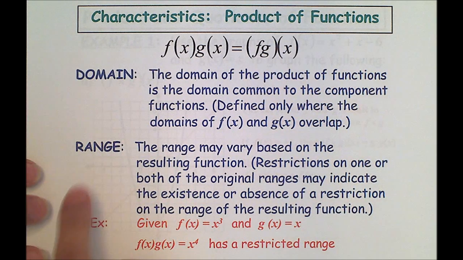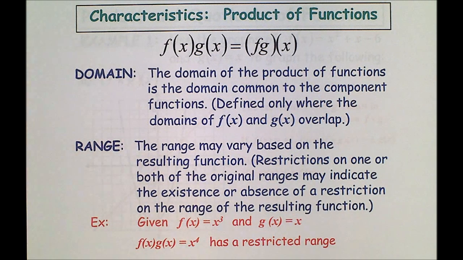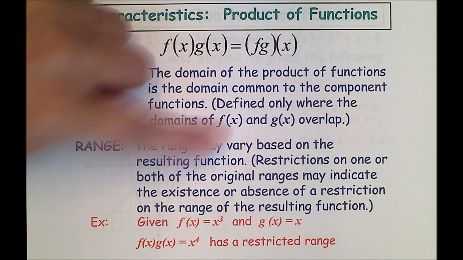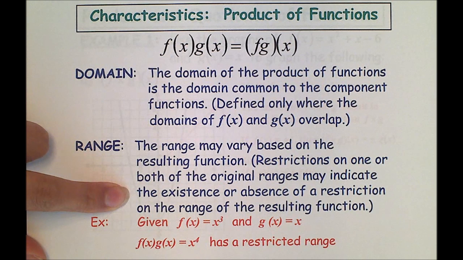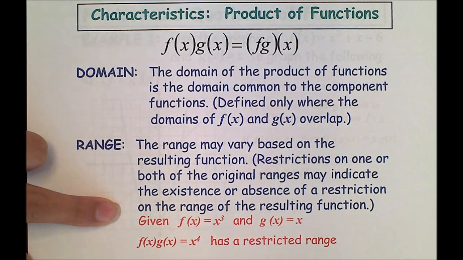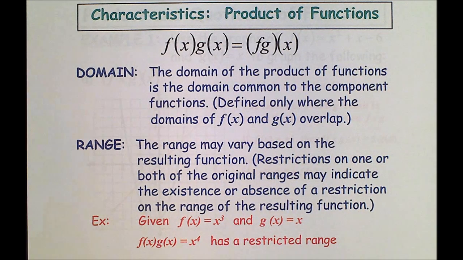In terms of the range, it may vary based on the resulting function. So depending on what kind of function you end up with, you might get a new range. So restrictions on one or both of the original ranges may indicate the existence of or the absence of a restriction on the range of the resulting function. So really, the domain is the only thing that you can sort of look at and determine really easily. You just need to see where the domains of the original functions overlap. The range, on the other hand, is a little bit harder to determine. You sort of have to look at the resulting function, and then you can set the range based on that.